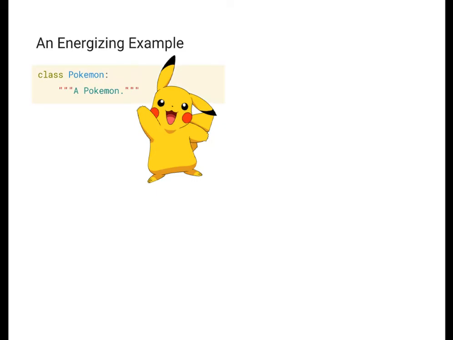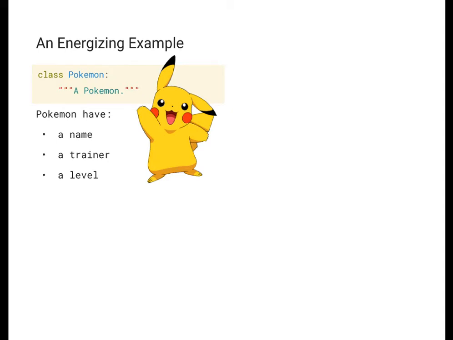All right, cool. And here's a fun example, an energizing example. Say hi to Pikachu. Okay. Well, that's Pikachu. And Pikachu is a Pokemon. So the docstring says a Pokemon. And Pokemon have the following attributes. They have a name. They have a trainer, which is the person that is responsible for that Pokemon and uses them.